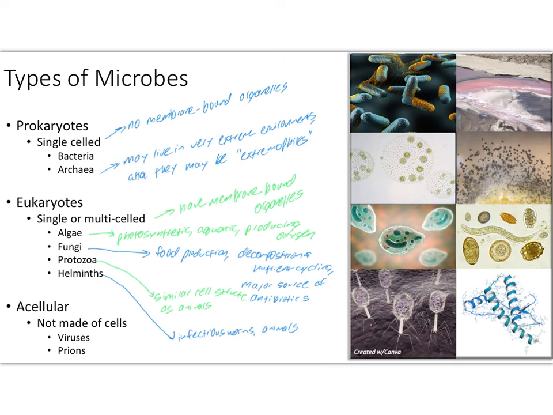So there are two types of acellular microbes. There are the viruses, which are composed of protein and nucleic acid. So they just have proteins and nucleic acids. They have basically a protein covering that surrounds the nucleic acid on the inside.